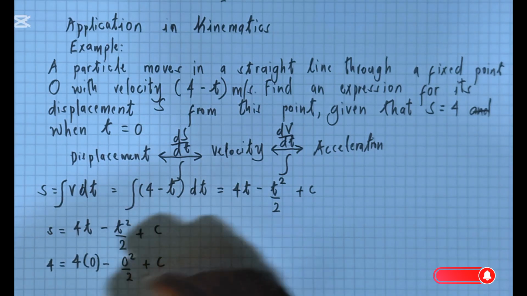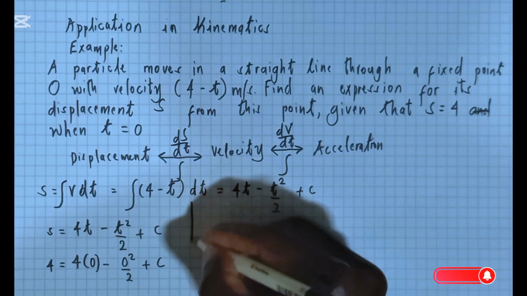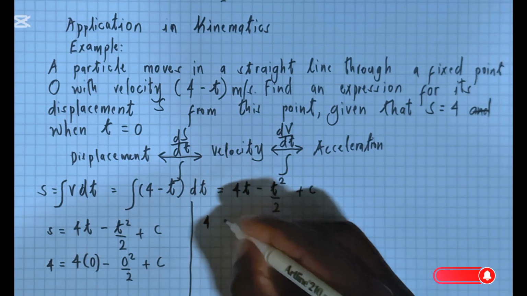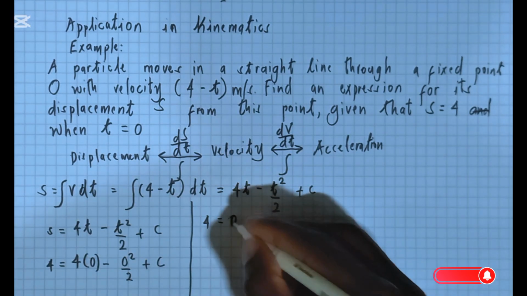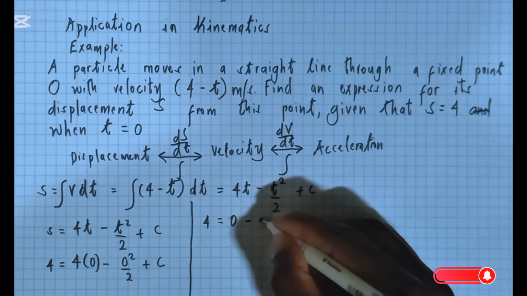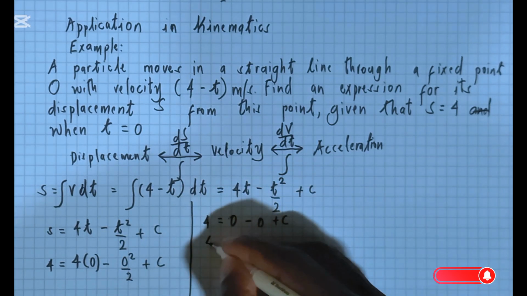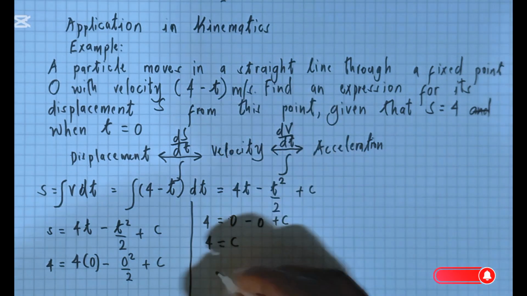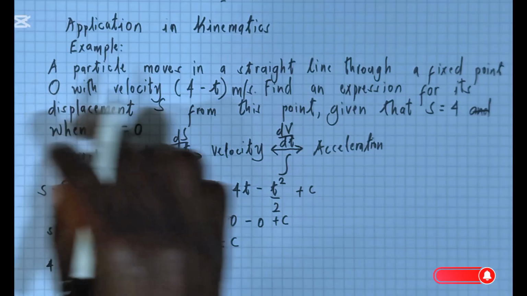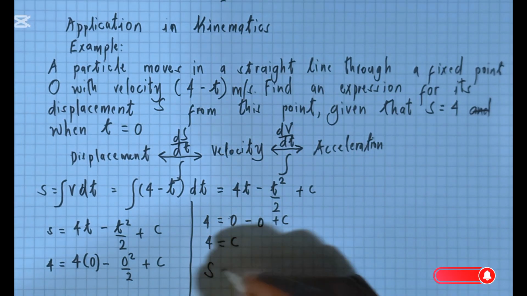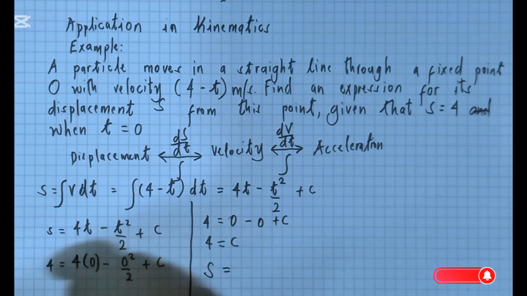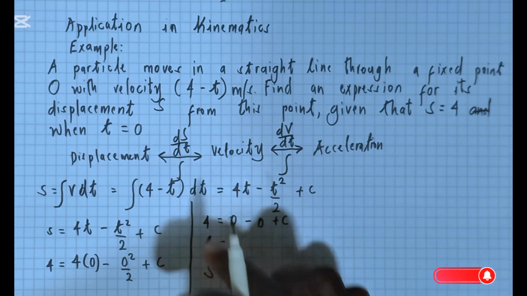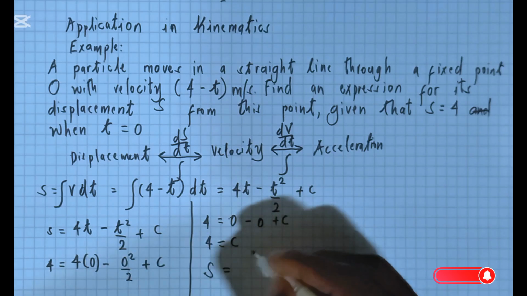So notice that our equation will then be simplified to 4 being equal to 4 times 0 minus 0, plus c, which basically means that the value of c is equal to 4. And so the correct function describing the displacement of this particular particle, s, will be equal to 4t. Whatever we add in place of c, we're going to have 4.